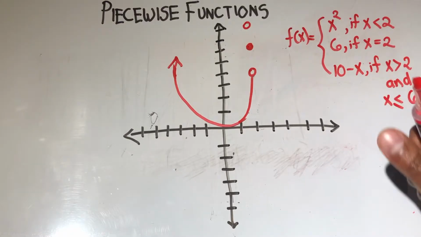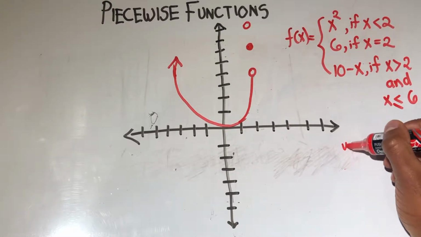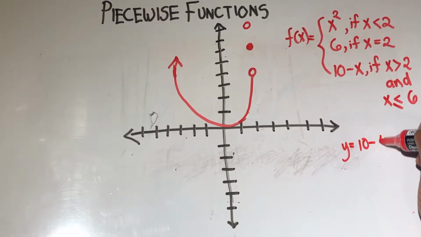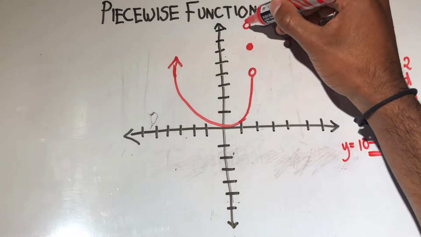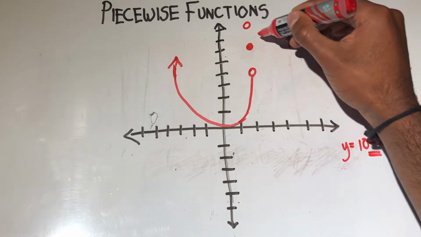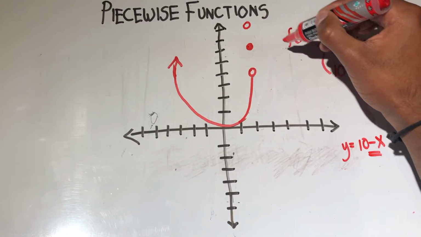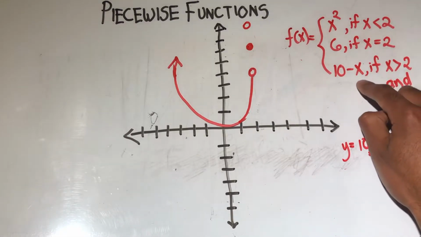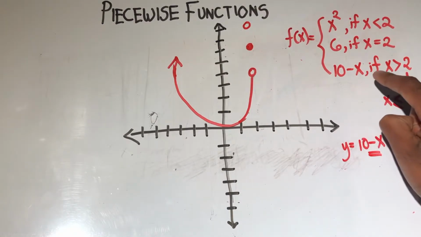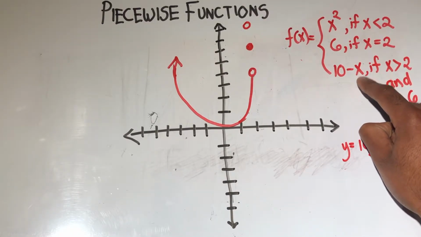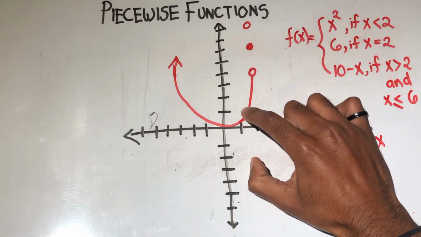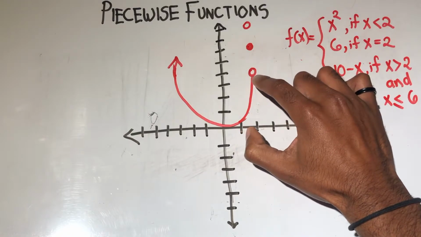Now we know 10 minus x is just y equals, well, 10 minus x. We know the slope is negative, so it's definitely going to be towards the left, something like this. If we plug in 6 for x, we get 10 minus 6, which is 4. And at y equals 4 is where the function is going to end.